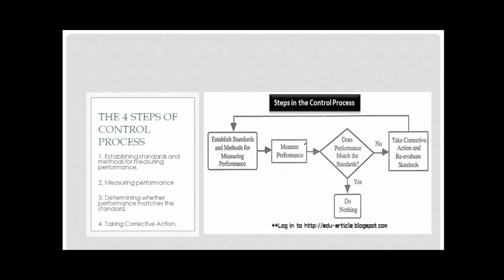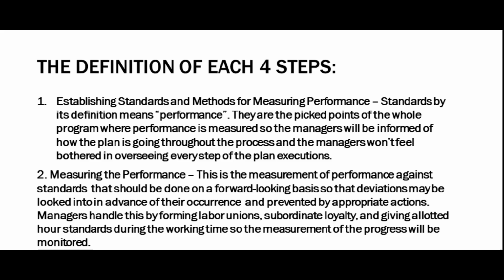Number 1. Establishing standards and methods for measuring performance. Number 2 is measuring performance. Number 3. Determining whether performance matches the standard. Number 4. Taking corrective action. The definition of each of the 4 steps.